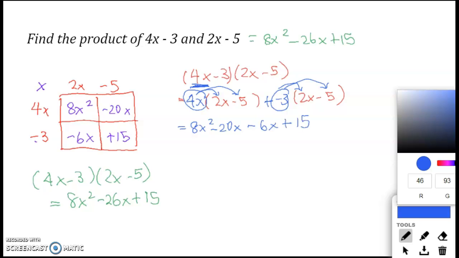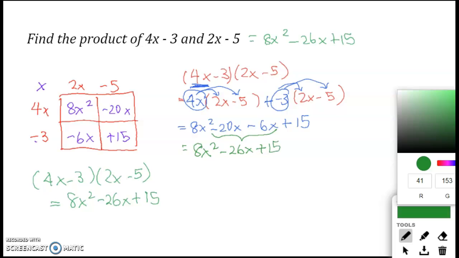Okay, now again, we need to combine the like terms. Okay, so we see that 8x squared, do I have any more x squared terms? No, I do not. So I just put x squared here. Negative 20x minus 6x, they do combine, don't they? Because they are just x terms. Negative 20 minus 6 is negative 26x. And then to that, you have 15. So you do get the same answer. You should be getting the same answer.